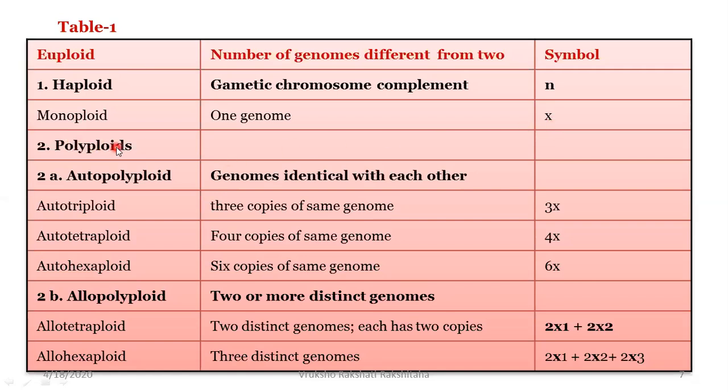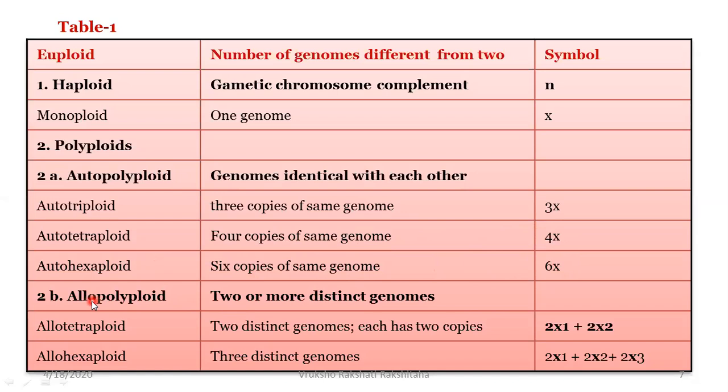The second type is polyploids. This is again divided into autopolyploids, where the genomes are identical with each other, and allopolyploids, where there are two or more distinct genomes. Some examples of autopolyploids: autotriploid, if it has 3 copies of the same genome, is represented by 3x. Autotetraploid, if it has 4 copies of the same genome, is represented by 4x. Autohexaploid has 6 copies of the same genome, represented by 6x.